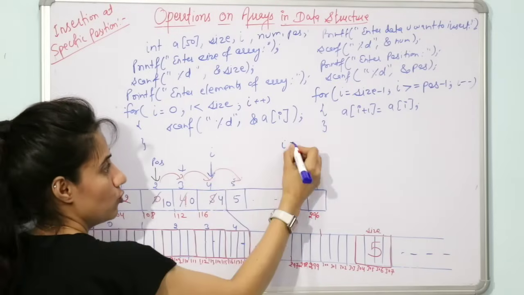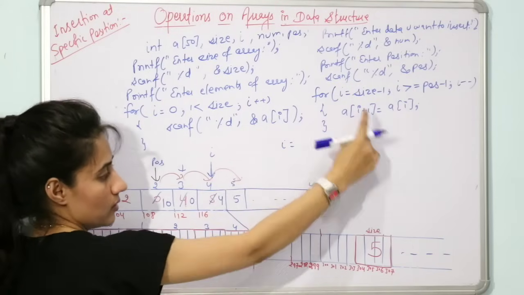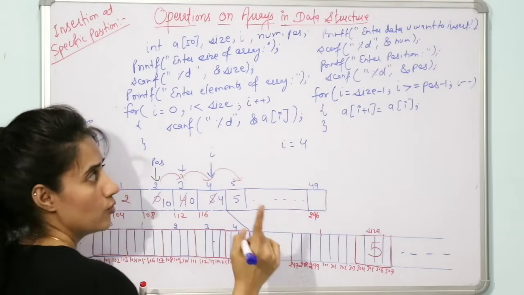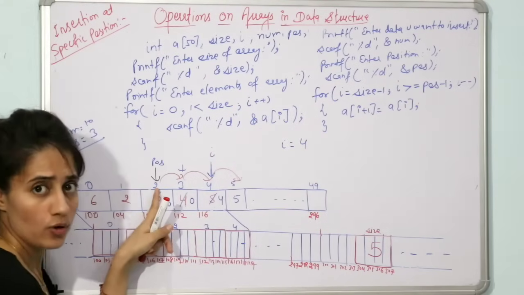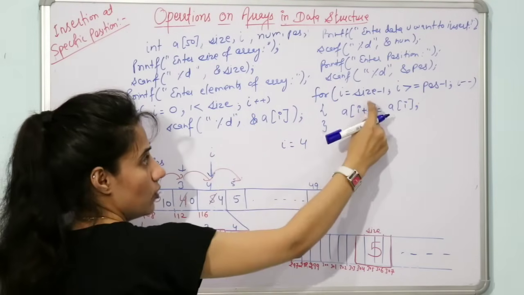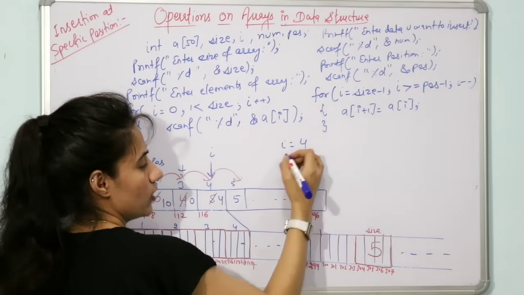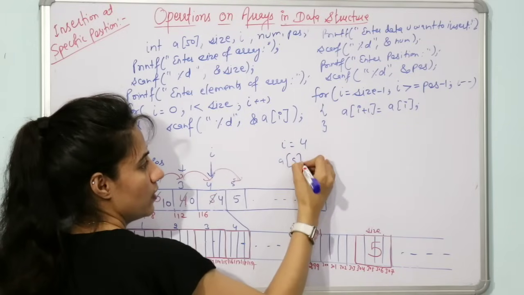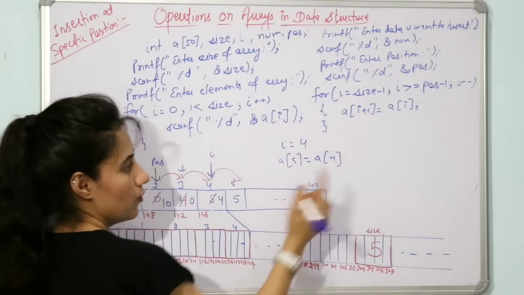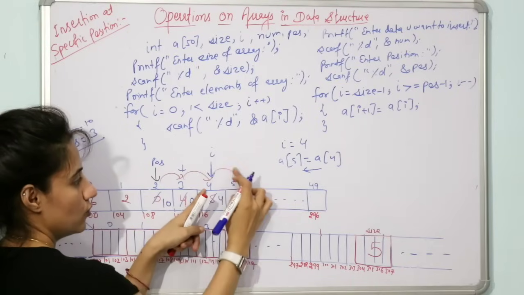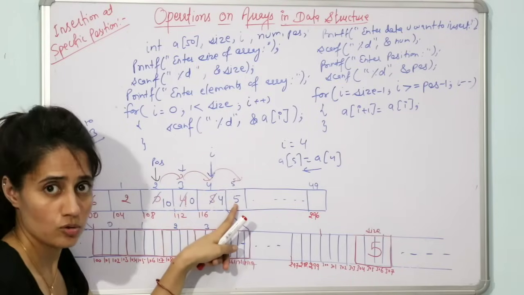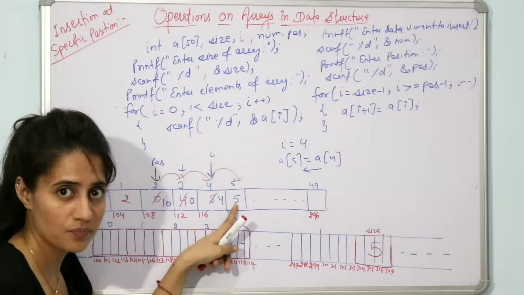So size is 5, so i is equal to 4. 4 is greater than or equal to position minus 1, 4 is greater than or equal to 2, fine. So control will go here. So a of i plus 1, that is a of 4 plus 1, 5, is equal to a of 4, and it means this value of a of 4 would be transferred to a of 5. That's what we have done exactly, fine.